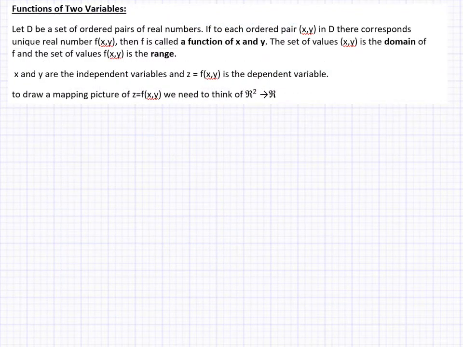So we start with two variables, okay? Let D be the set of ordered pairs of real numbers. If to each ordered pair (x, y) in D there corresponds a unique real number f of x, y, then f is called a function of both x and y. The set of x and y's is the domain, and the set of f of x, y's is your range. In this case, x and y are your independent variables, and f of x, y, which we can label as z, is your dependent variable. These are completely arbitrary letters; it doesn't have to be x, y, and z, but this is what we would typically see.